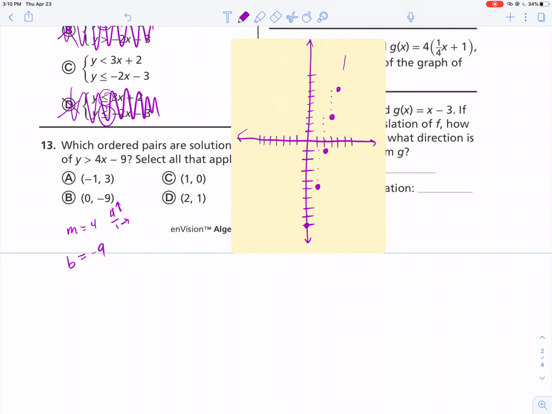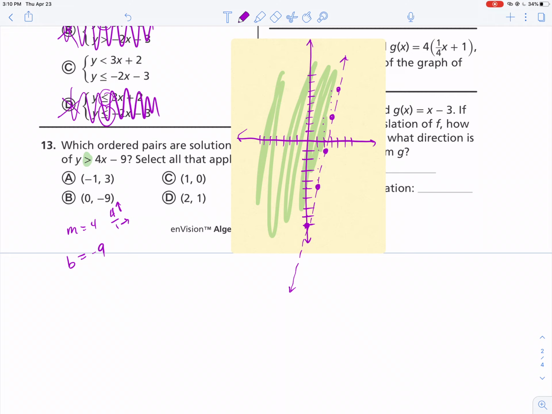And in this case, because it's just greater than, it's going to be a dotted line. And remember, dotted line means it can be anything above it or below it depending on what it's asking, but not on it. It means it's not included. So in our case, our inequality is saying I want all the y's that are greater than. So let's shade it. That means I want everything here. So let's just plot these points and try it.